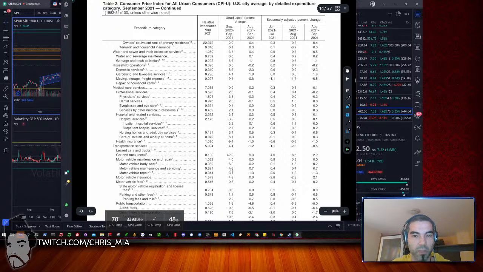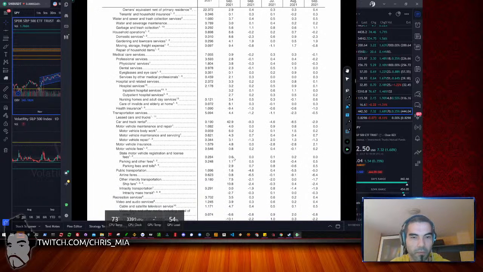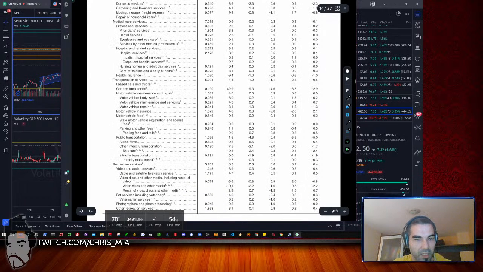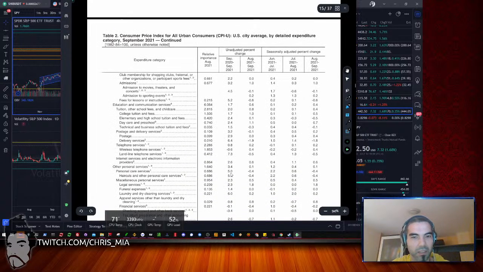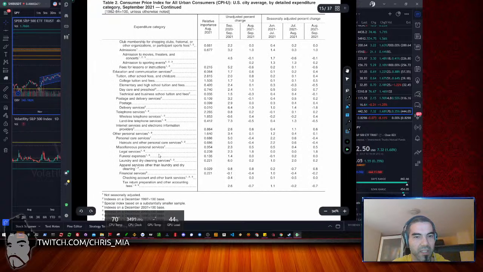Because we can see vehicle bodywork 6%, all the increases here. Wait, this is something else. Oh, car and truck rentals going up very high. So rentals of those makes sense. There's the ship fare, transportation going up. Video discs and other media going down. Entertainment going down. Cheaper to entertain yourself at home through tough times. Club memberships going up. Education communication services mildly balancing. Personal care, miscellaneous legal services going not so crazy.